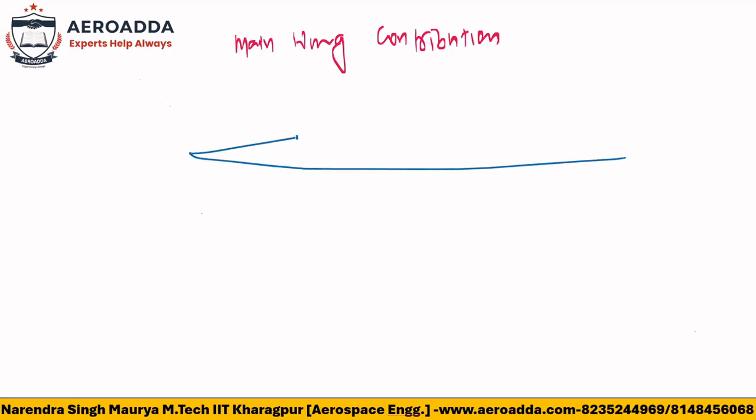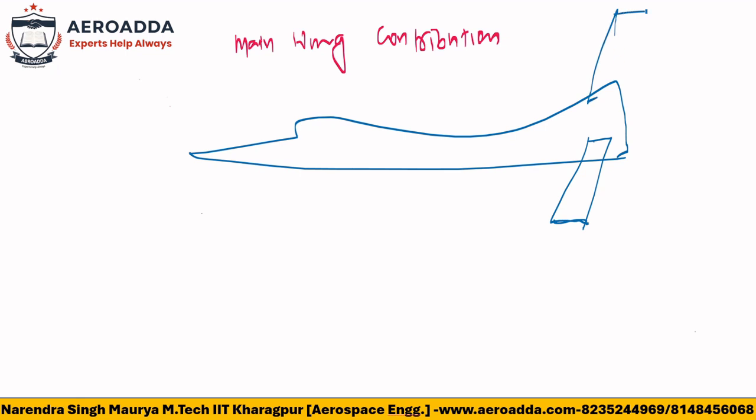I can take one aircraft because we are talking about the main wing contribution here. So you see the aircraft. Check, this is the aircraft here. You see this horizontal component, obviously. This is the horizontal stabilizer for the tail, and here this is the main wing basically.